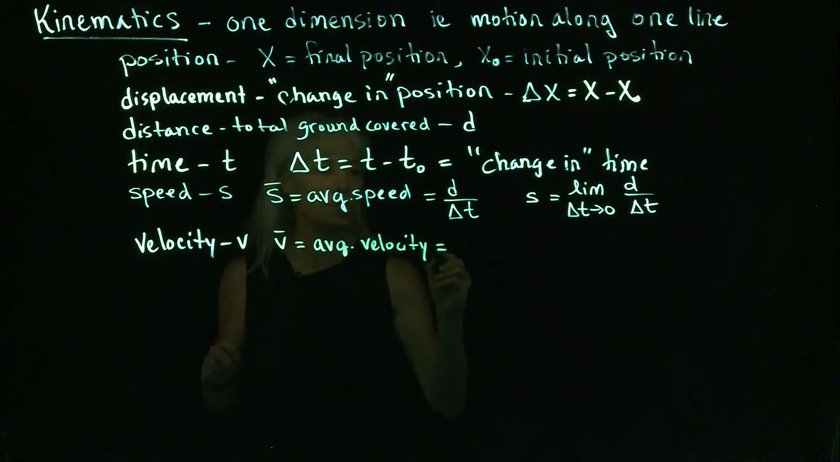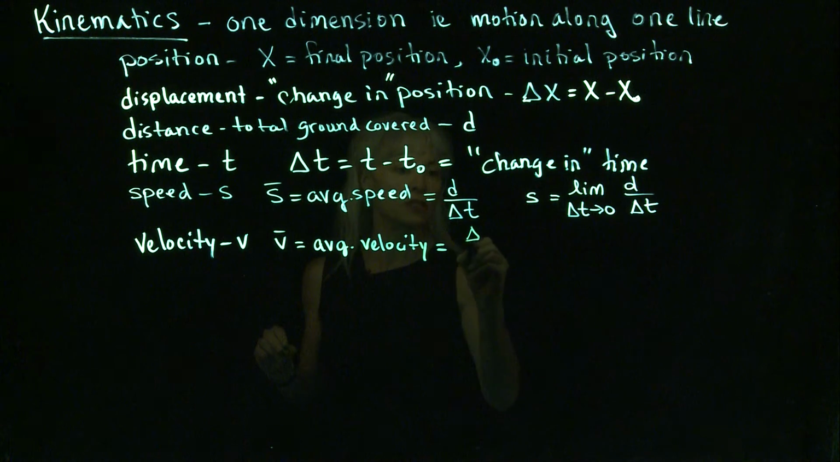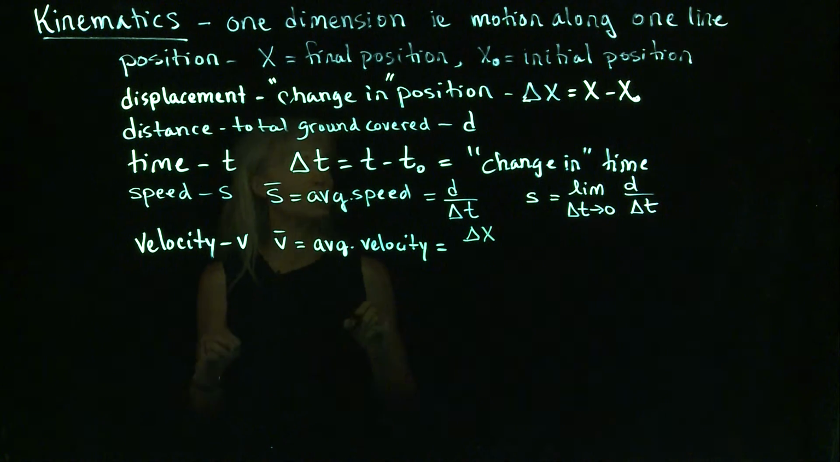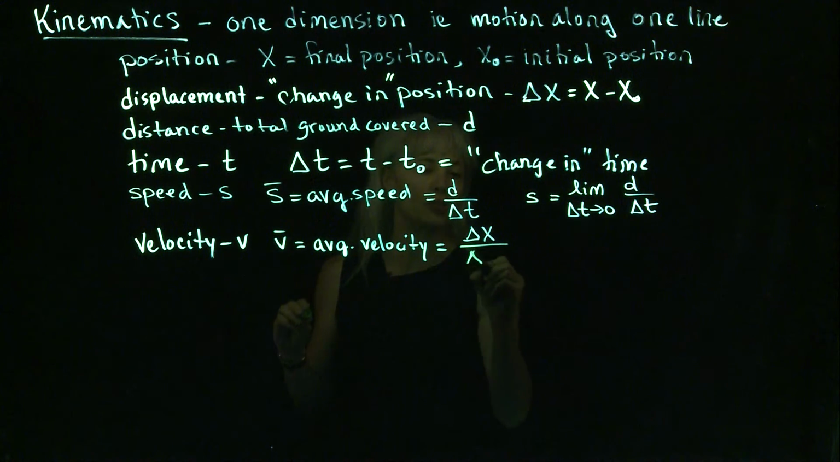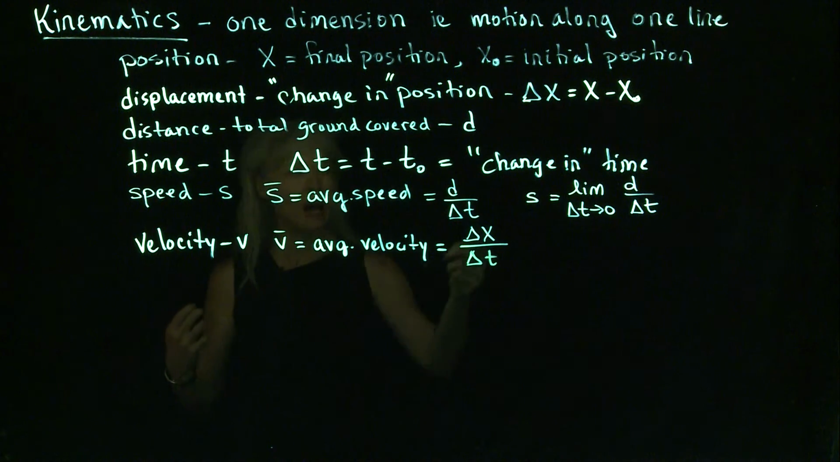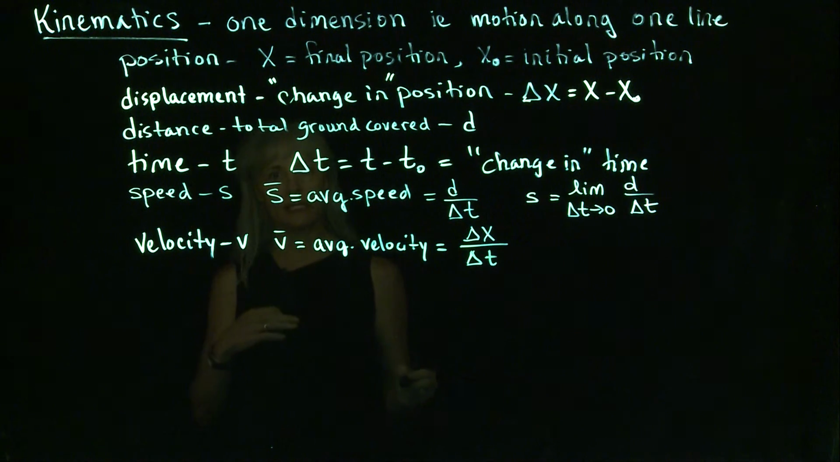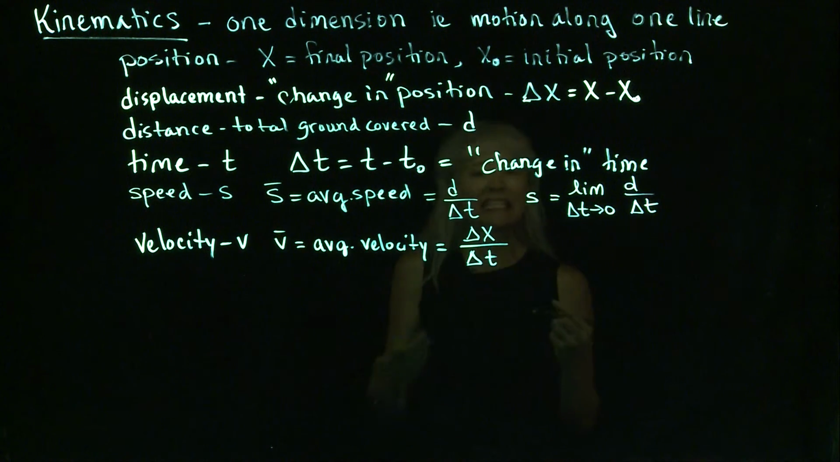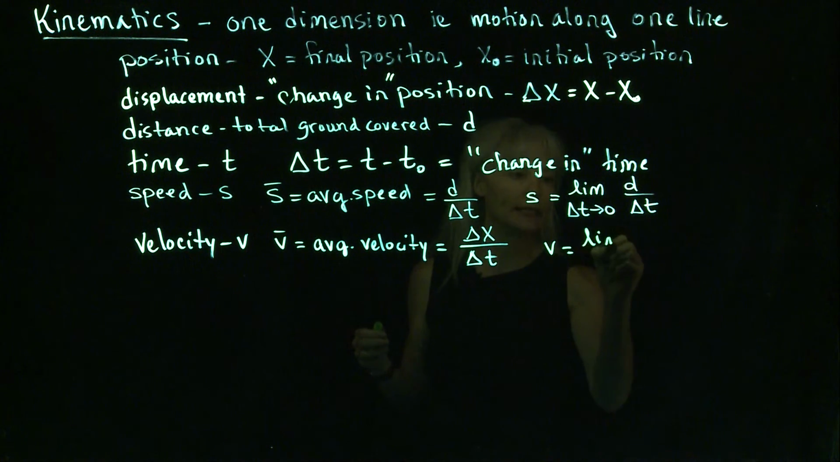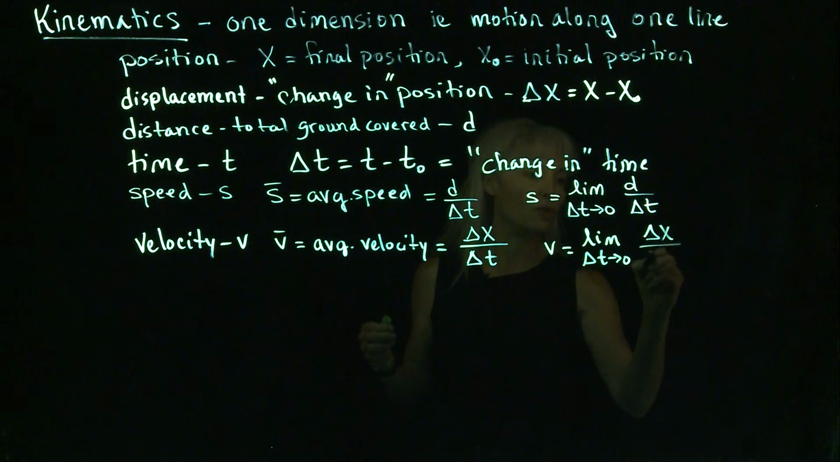This is going to be equal to the change in position for an object, and remember, change in position gets the symbol delta x, divided by the change in time, or the time elapsed while the object was displacing from its initial position to its final position. If I want to know the instantaneous velocity, it's in the same form. The instantaneous velocity doesn't get the bar on top of it, and it's the limit as delta t goes to 0 of the change in position over the change in time. So this is the instantaneous velocity.